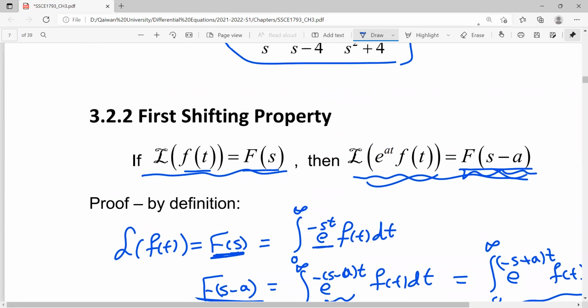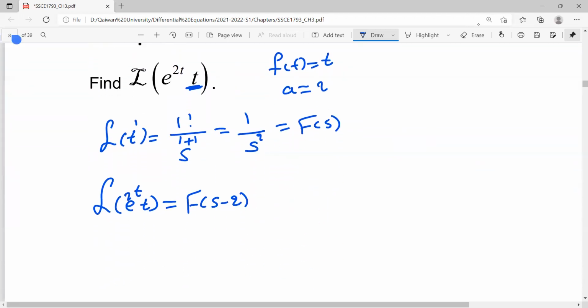This is F of s minus a. We have F of s, which is 1 over s squared. We just replace each s by s minus 2. It equals 1 over (s minus 2) squared. This is the result. This is the Laplace transform of e to the power 2t times t.